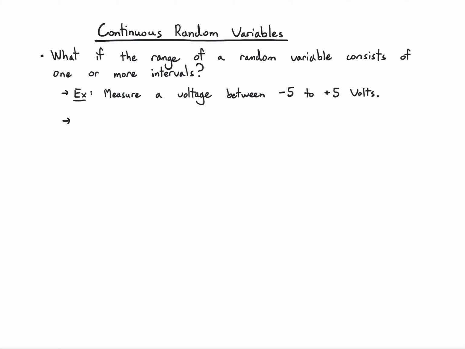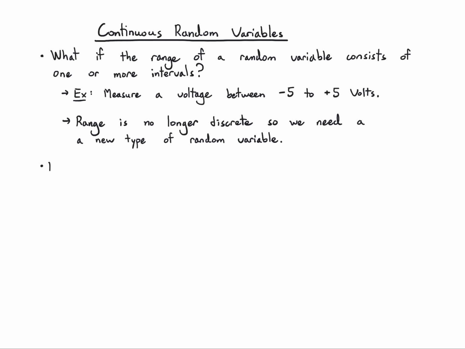Okay, so we're not at that fine scale. Let's just say it can be any possible number. So the range is no longer discrete, so we can't use discrete random variables. We need a new kind of random variable to deal with this.